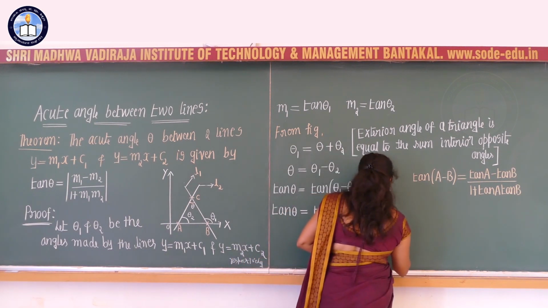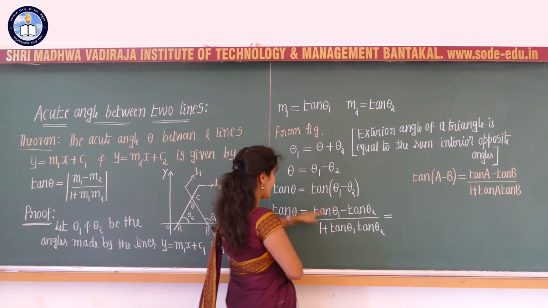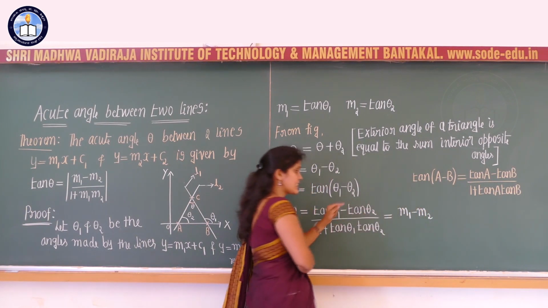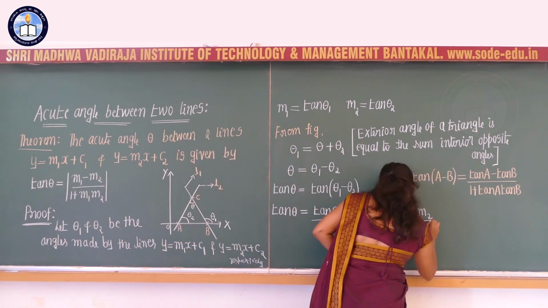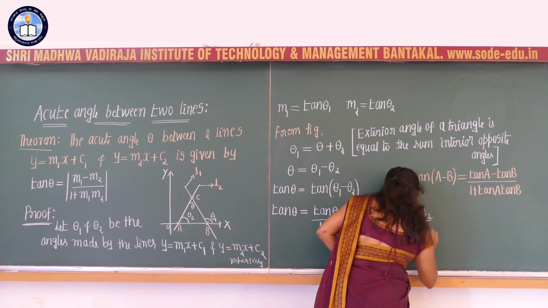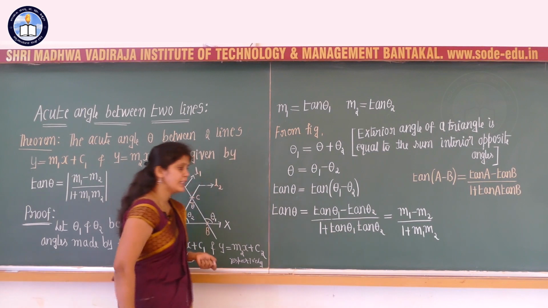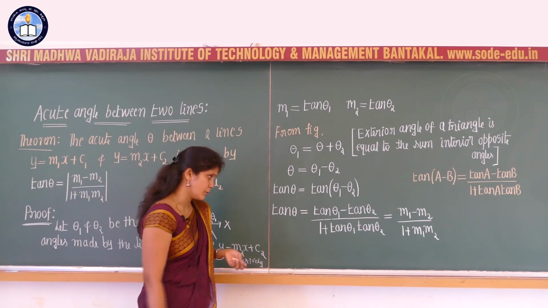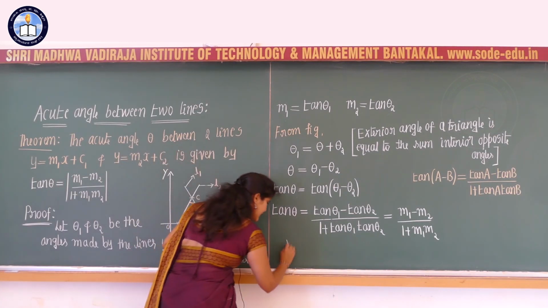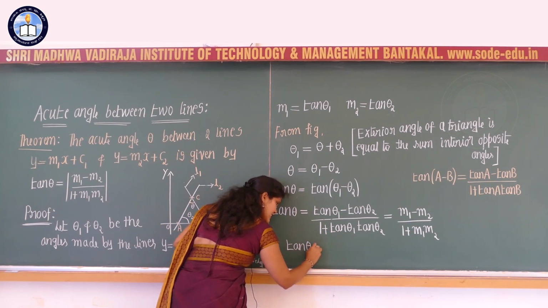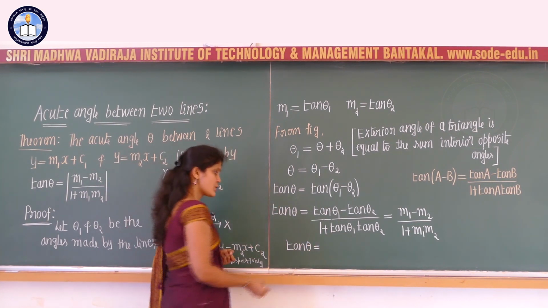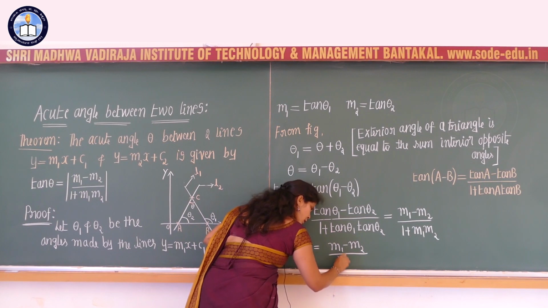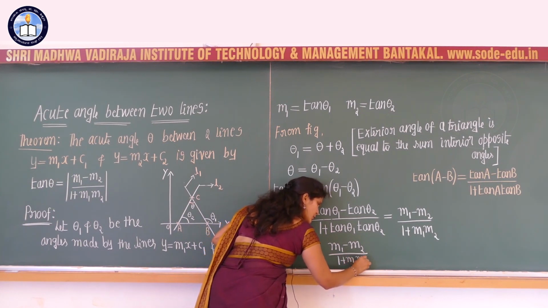So which can be written as tan theta 1, that is M1, minus tan theta 2, that is M2, divided by 1 plus M1 into M2. Tan theta 1 should be replaced by M1 and tan theta 2 is replaced by M2. So therefore we have derived this formula, that is tan theta, where theta is the acute angle between the two lines. So tan theta is nothing but M1 minus M2 divided by 1 plus M1 into M2.